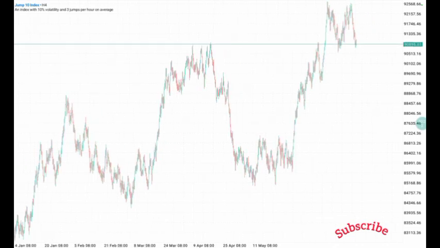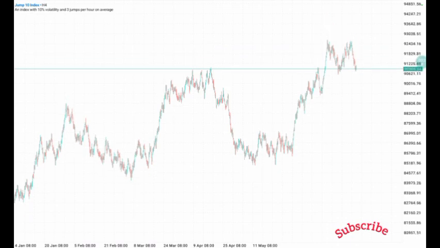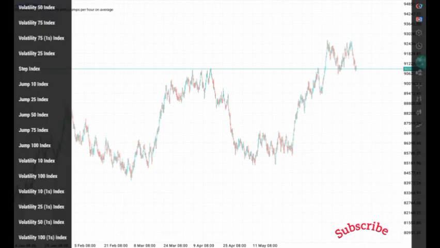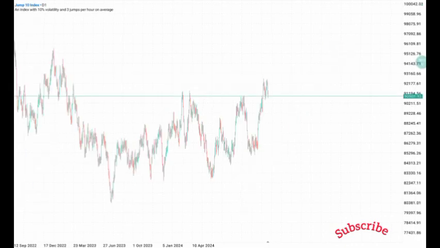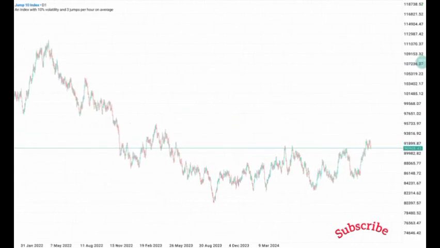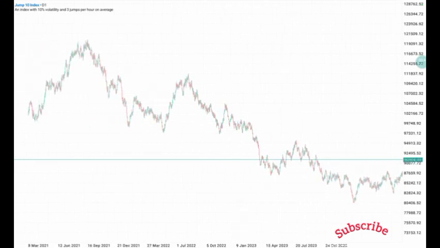So we are looking at Jump 10 Index. So we can see a perfect, a very perfect chart pattern, and we're going to be diving deeper into analyzing these assets to see what we have.